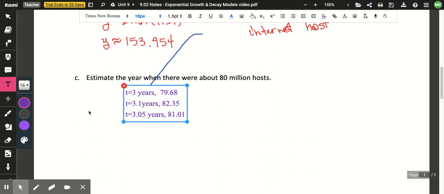Of these three here, if I'm going to be estimating to the nearest tenth, I know it has to be somewhere between 3 and 3.1, because those were my boundaries there, 79.68 and 82.35. I did 3.05 exactly halfway between, so I could see if 3.1 was closer or if 3 was closer. With that information, I can see that actually 3 years is the closest one we've got there. So I would say 3 years is my answer.